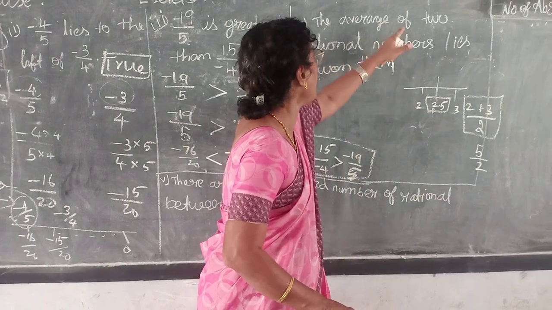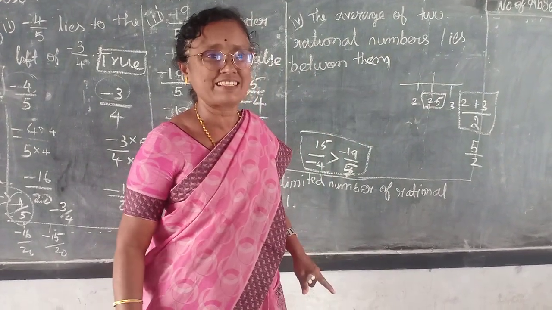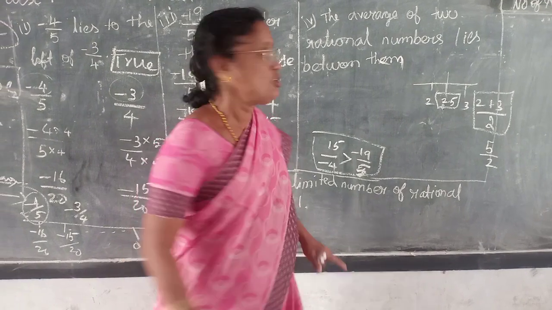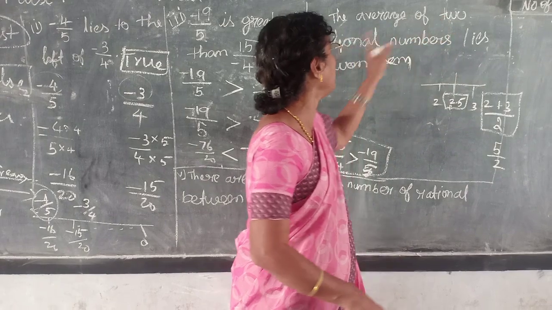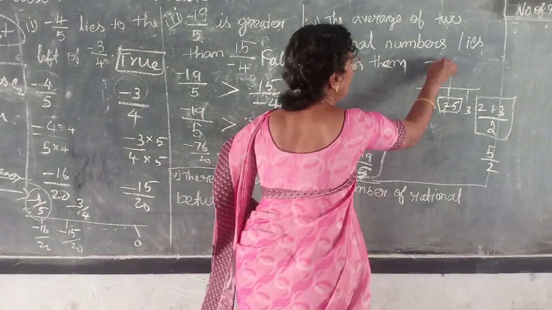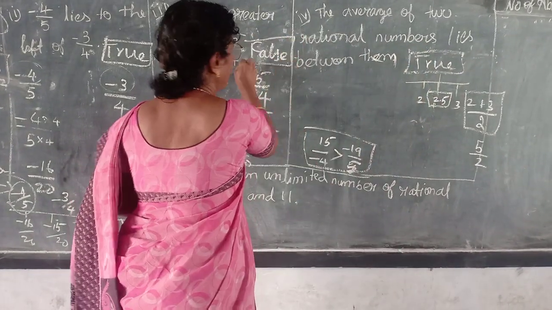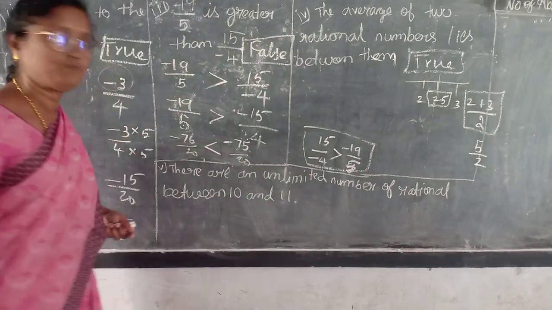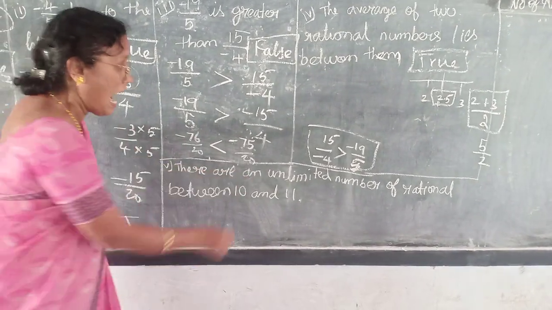The average of 2 rational numbers. They have given 2 rational numbers. So, average means what? You have to add them and divide by 2, because they have given 2 rational numbers. Yes. It lies between them. Is it true or false? True. Do you follow? Yes, ma'am.